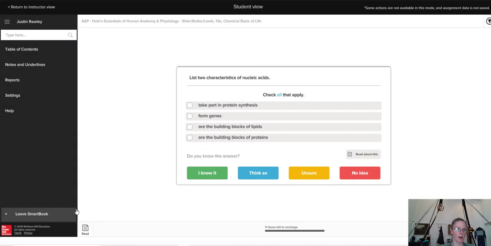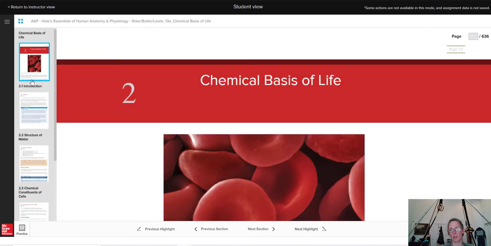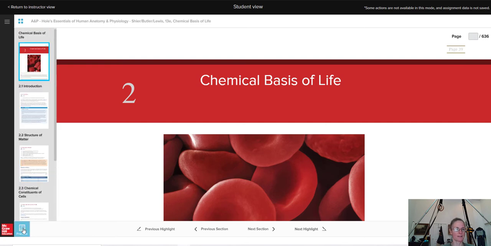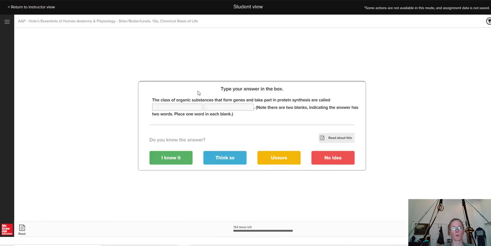What it will do is it will pop up this interface, and you can choose to read first, which I highly suggest you do. And you can read the chapter here, and then you can practice. And so basically it will start to ask you questions about parts of the chapter that you have read.